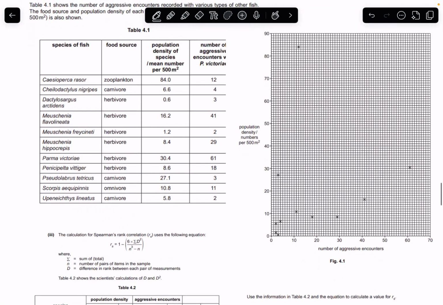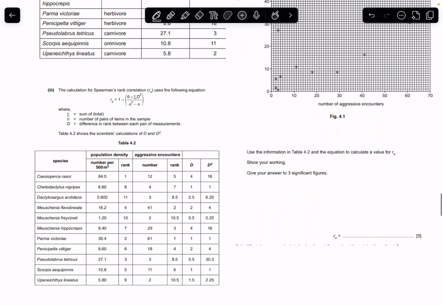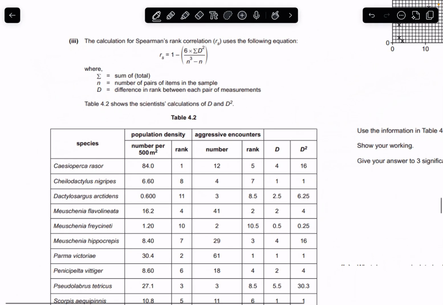So you're usually given a graph or a table or both, like we were in this question, to follow, because we not only have all of the information on the table, but we have the information from the table graphed on figure 4.1. So we have a table and a graph. We're going to go ahead and look at the calculation for Spearman's rank. So just like Simpson's, and Lincoln's, we're going to see that this formula and the variables are always given. Now, something that might be a little confusing is we have n equals number of pairs. Just worry about number of items in sample.